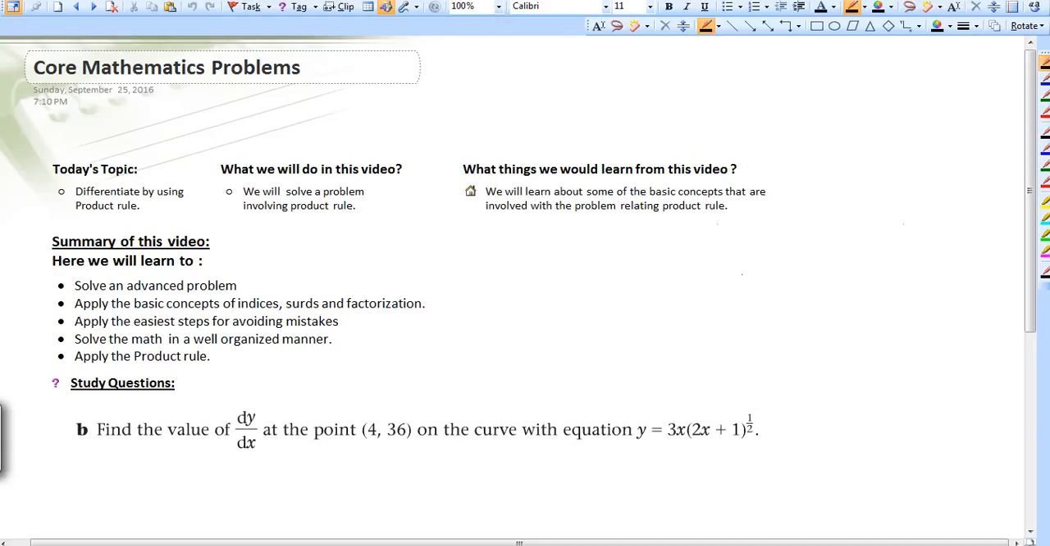So today we're gonna solve this question. Find the value of dy by dx at the point (4, 36) on the curve with equation y equals 3x multiplied by (2x plus 1) to the power half. Okay. So let's solve this problem.